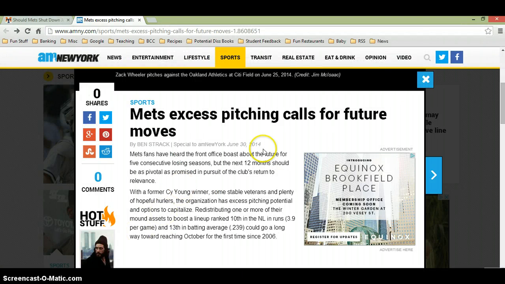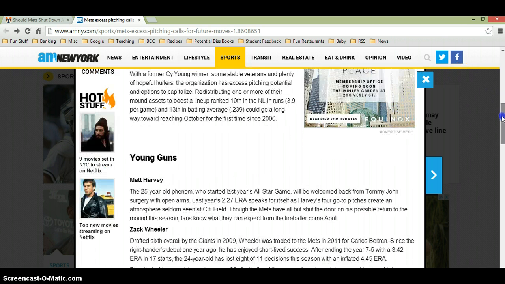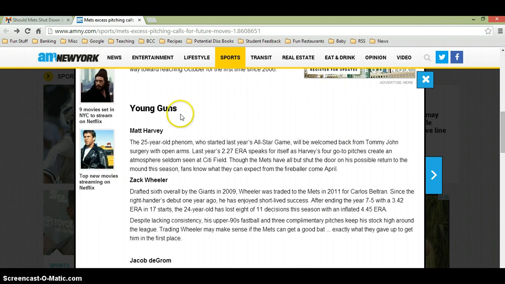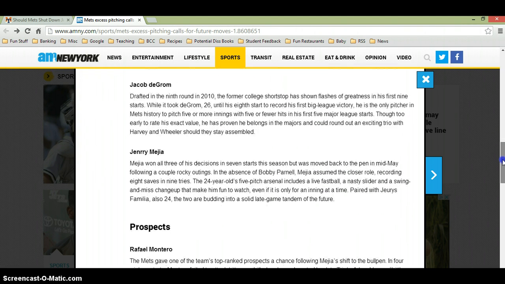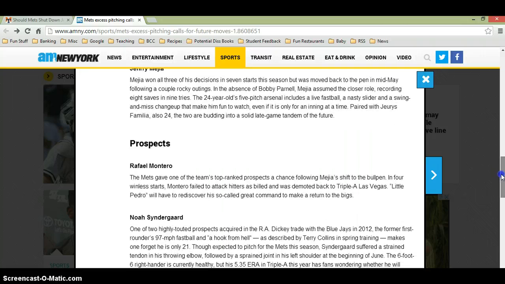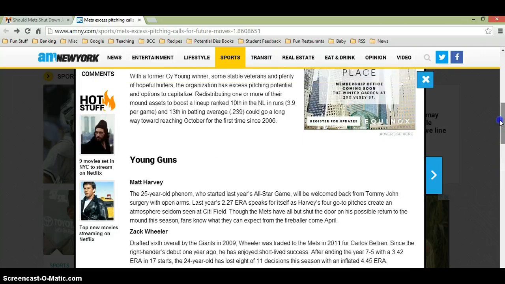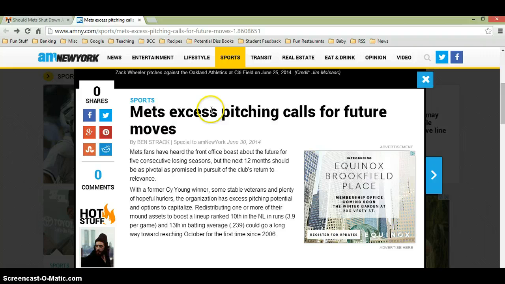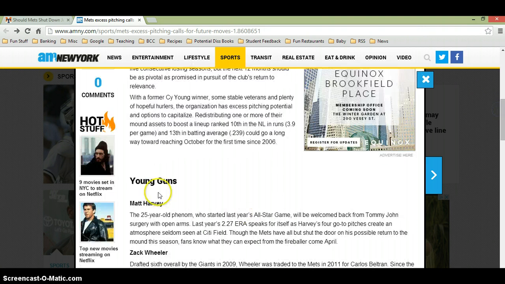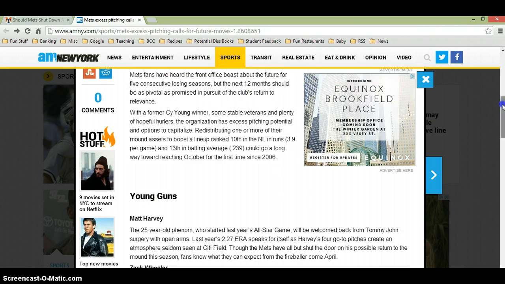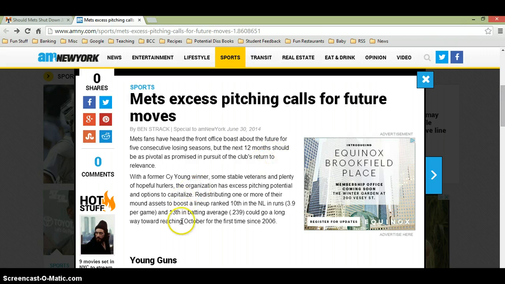This came from an article I read in AM New York. Mets excess pitching calls for future moves. And it talks about all these different Mets pitchers who are good, such as the young guns Matt Harvey, Zach Wheeler, Jacob deGrom, Jenry Mejia, and the prospects Montero and Syndergaard. You'll note that the exact same language is used, right? The excess of pitching, the term young guns, and the names of the people are all in the same order. So this article clearly inspired me.